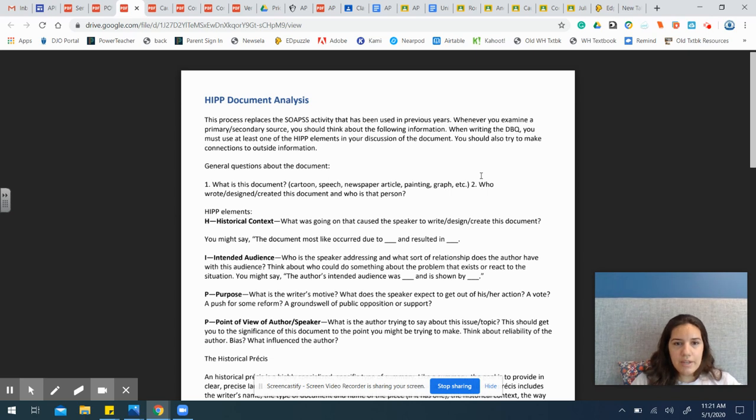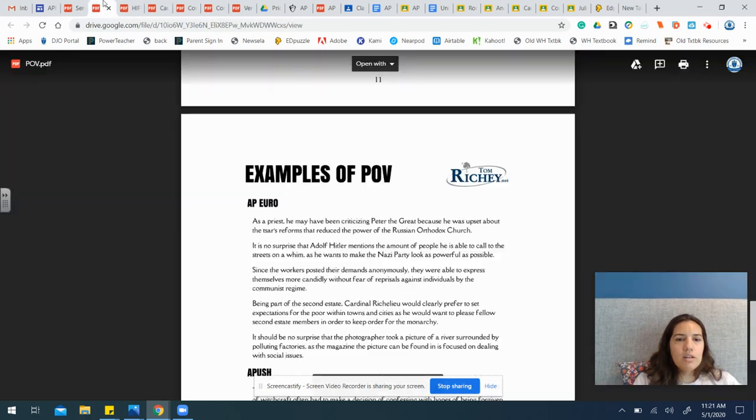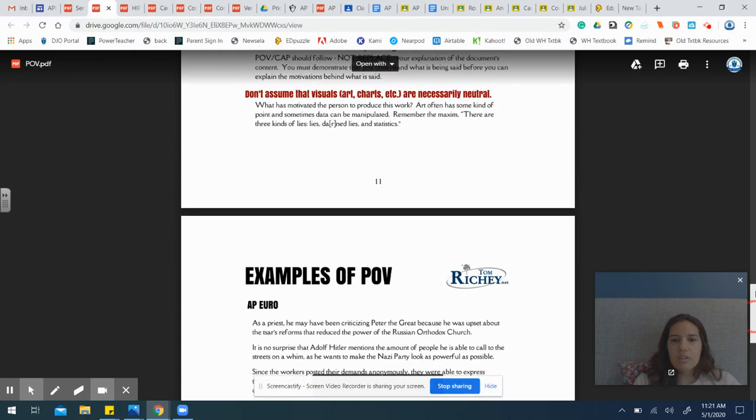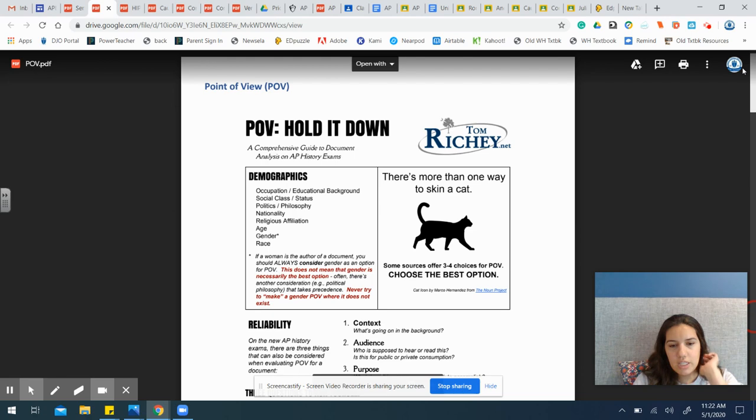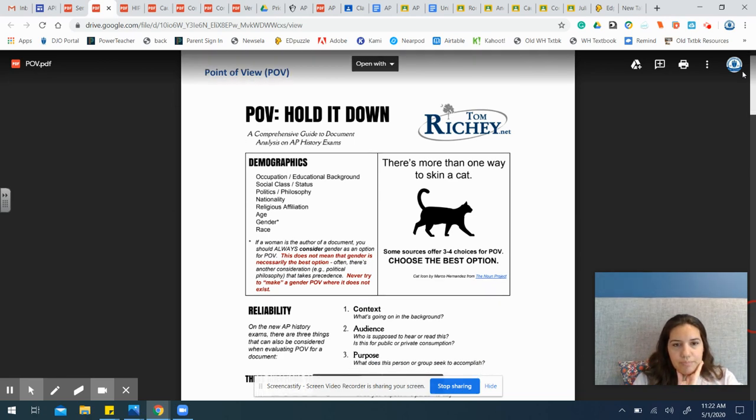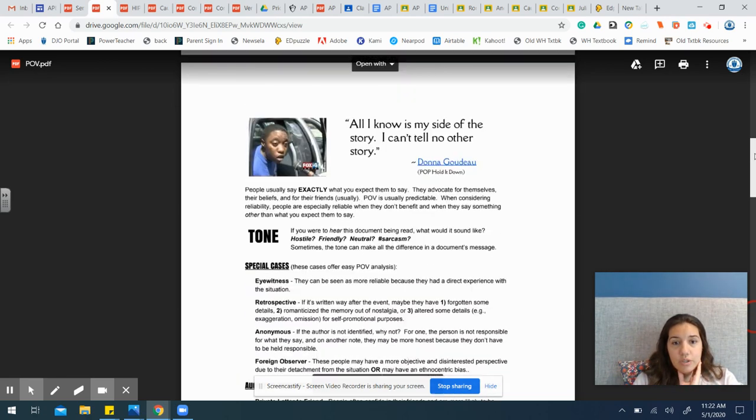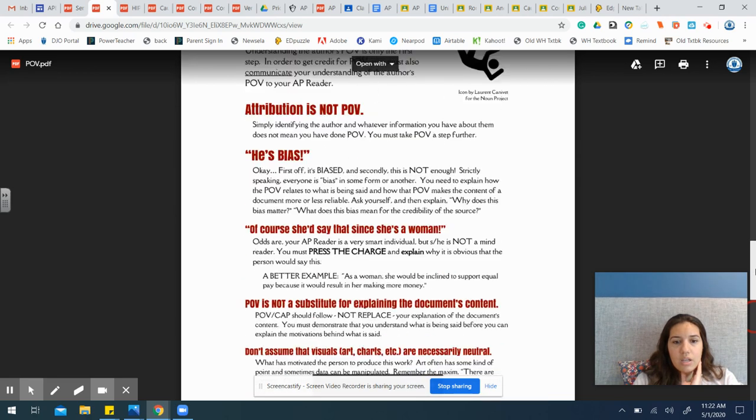And we'll go over this again during our study sessions next week. So I hope this was helpful. I have some examples of point of view here. Tom Ritchie has a good video that I'll be posting about an example of a DBQ and using the rubric.